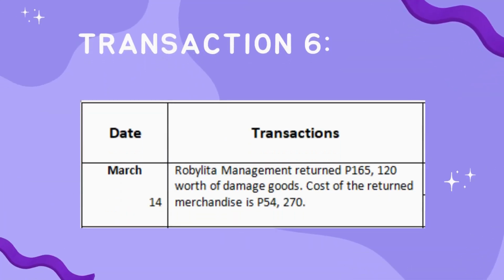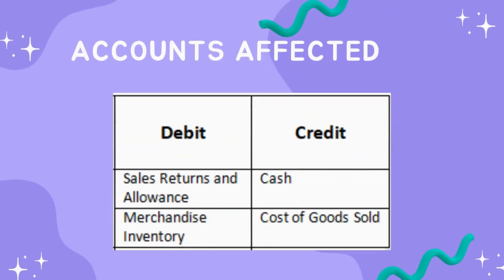Transaction 6, dated March 14. Robilita Management returned 165,120 worth of damaged goods. Cost of the returned merchandise is 54,270. Accounts affected: debit is sales returns and allowances and merchandise inventory. Credit is cash and cost of goods sold.